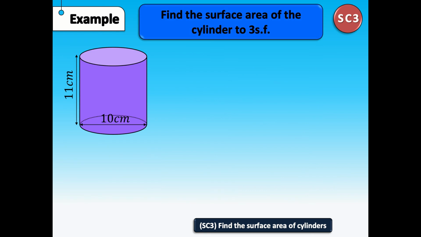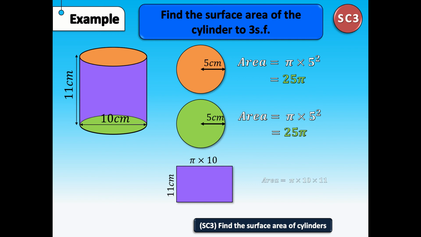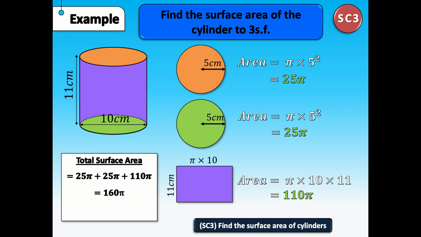Here's another example. So if we find the area of the top circle first, so that's 25 pi. Then the area of the bottom circle, so that's also 25 pi. Then we find the area of the curved section, so that's 110 pi. So the total surface area is 160 pi, which to three significant figures is 503 centimeters squared.